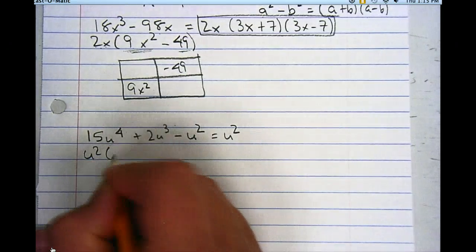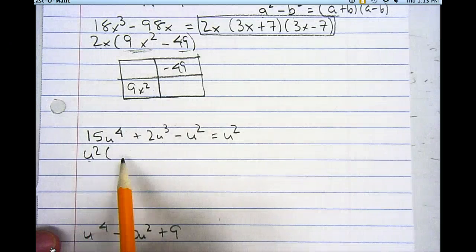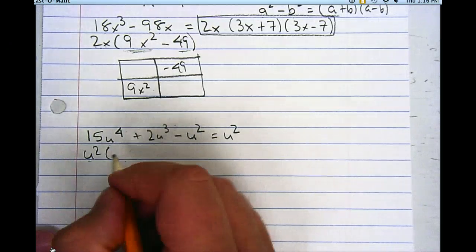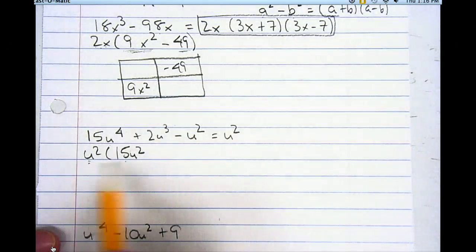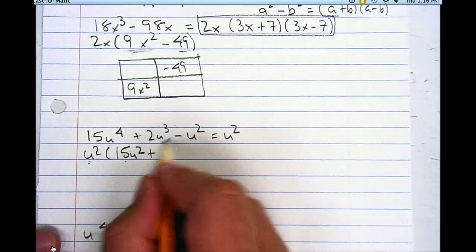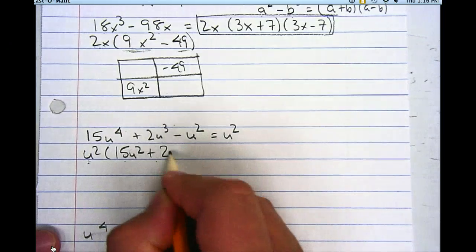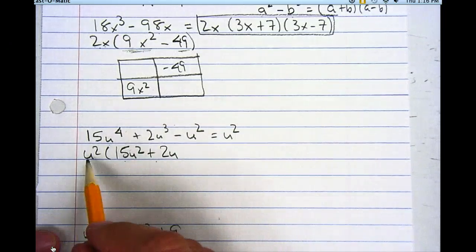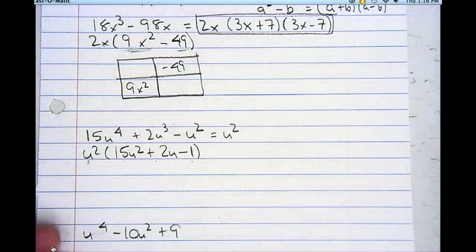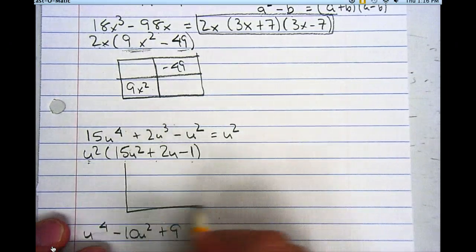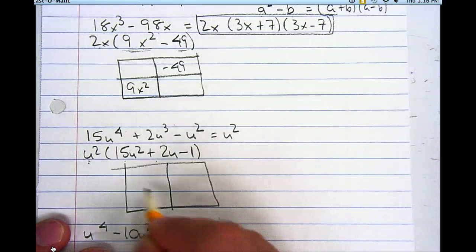So if I factor out the u squared, u squared times what is equal to 15u to the 4th power? It's going to be 15u squared. U squared times what is going to be 2u to the 3rd power? Is this going to be 2u? And u squared times what is u squared? Well, it's just 1. So now I can use my generic rectangle and diamond problem to solve this.